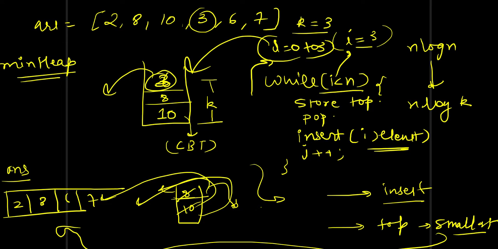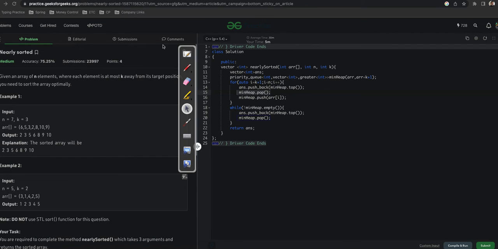Right, now let's go to the code. This problem is available on GeeksforGeeks. We have been given a function which we need to complete. I have created an answer vector first. Then I have created a min heap, and inside the min heap constructor, I have passed the array till the kth element, right?